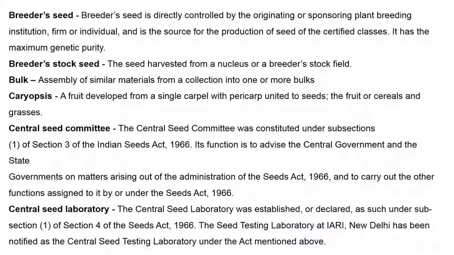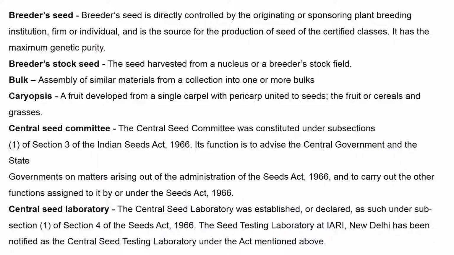Breeder seed. Breeder seed is directly controlled by the originating or sponsoring breeding institute, firm or individual, and is the source of production of seeds of the certified classes. It has maximum genetic purity. The parent of breeder seed is nuclear seed. That is the most basic seed from where the breeder seed is obtained.